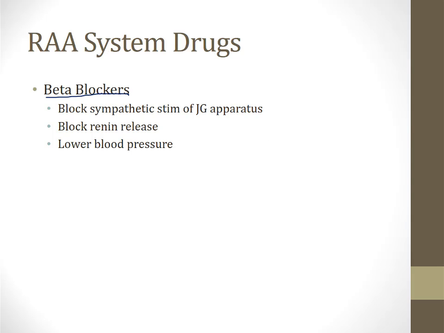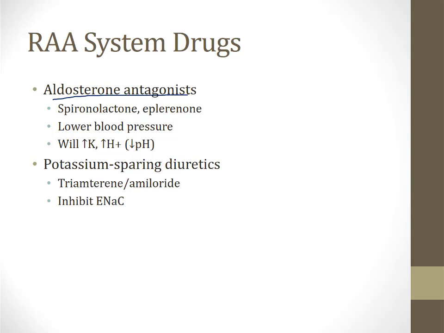Beta blockers have many effects, but one of them is to block the sympathetic nervous system stimulation of the JG apparatus and therefore block renin release, and this is one of many mechanisms by which beta blockers lower blood pressure. There are a number of drugs that function as aldosterone antagonists. These include spironolactone and eplerenone. By blocking the effects of aldosterone, they will lower the blood pressure. They will also raise the potassium and lower the pH. And then finally, potassium-sparing diuretics are drugs like triamterene and amiloride. These drugs inhibit the sodium channel ENaC, which is the channel that's activated by aldosterone. So they will also block aldosterone effects, but not through antagonizing the hormone, through blocking the activity of this sodium channel.